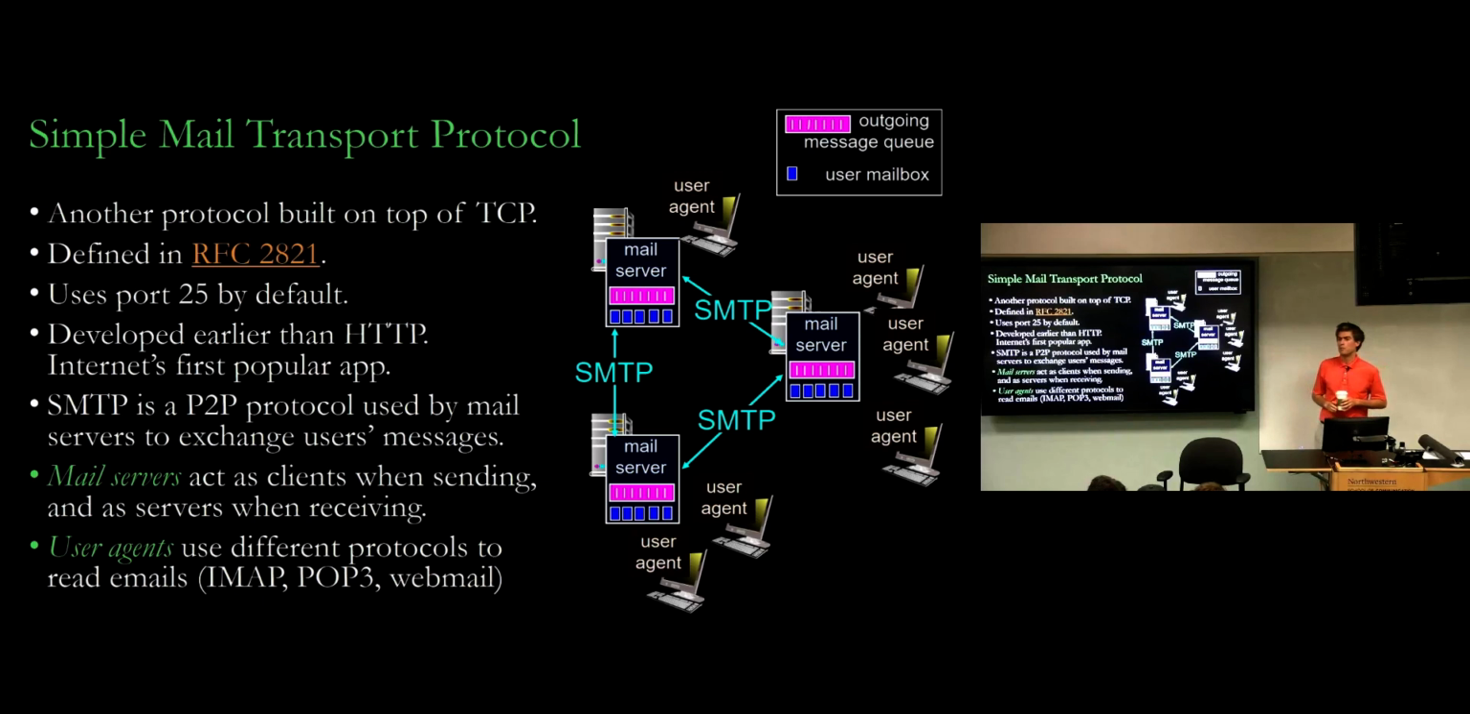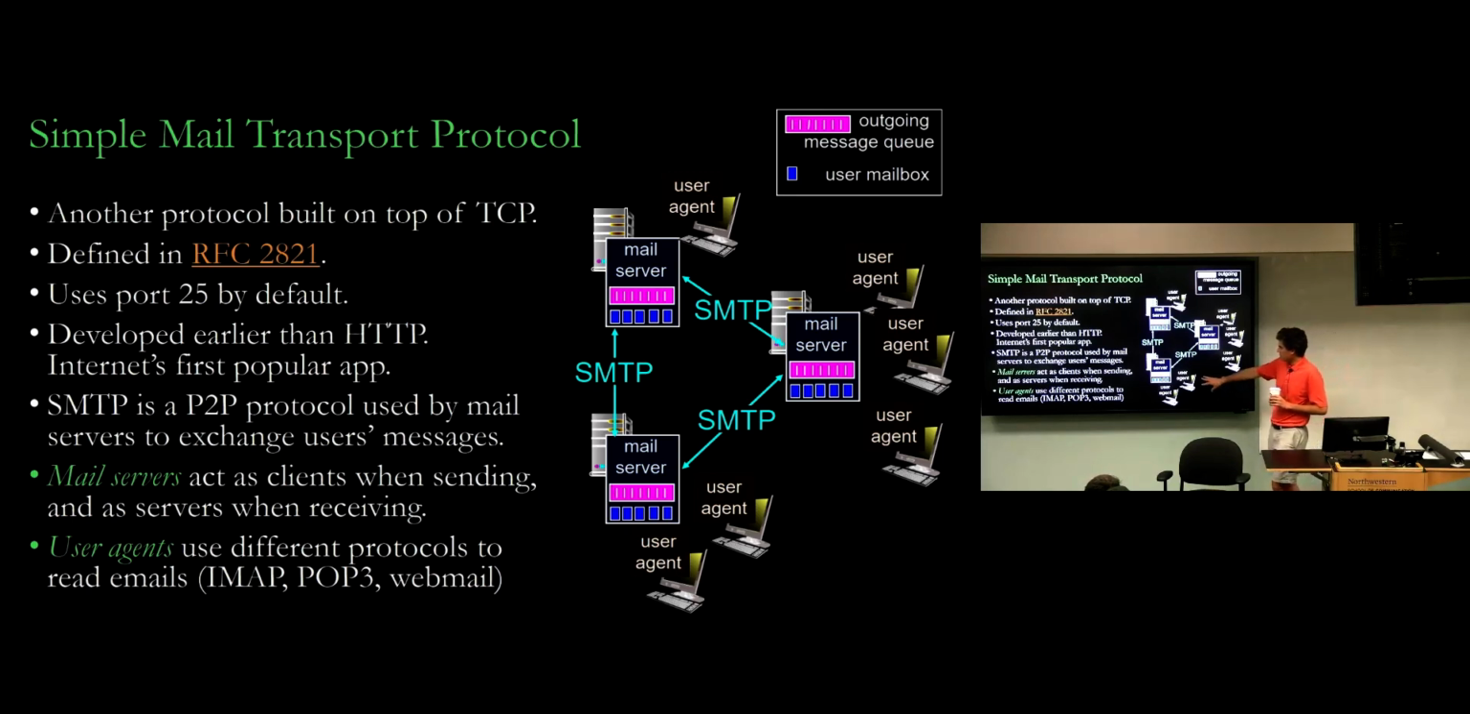Okay. The other application layer protocol we're going to talk about today is SMTP, Simple Mail Transport Protocol. This is also built on top of TCP, and it's actually older than HTTP. This is like the first killer application of the internet in the 80s. It uses port 25, not port 80, but another low number port. There's a certain RFC that defines it, RFC 2821. And it's a peer-to-peer protocol used by mail servers to exchange users' messages.